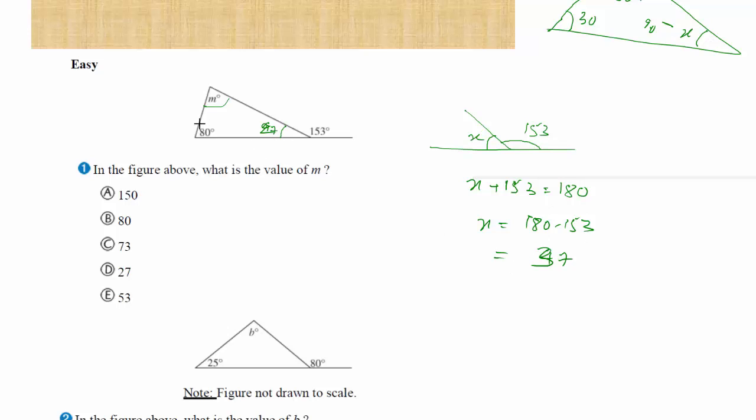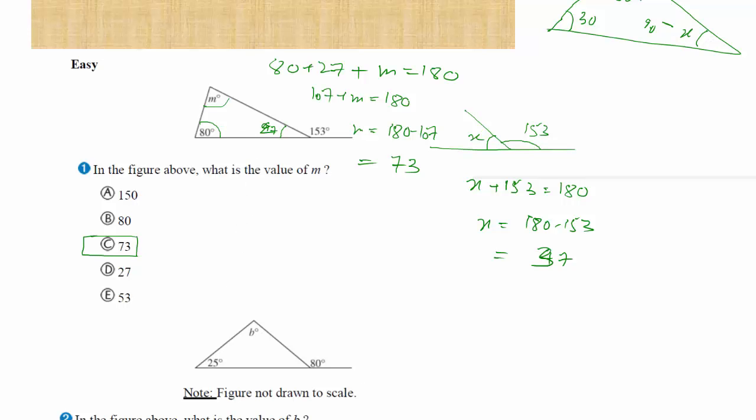So this is 27, and the second angle is 80. The sum of the angles of the triangle is 180. So 80 plus 27 plus m is 180. 80 plus 27 is 107, so 107 plus m equals 180, or m equals 180 minus 107, which is 73. So 73 is the third option. Whenever you have the linear pair here, you calculate the unknown, and then you are able to use the sum of the angles of the triangle to calculate the unknown angle m of this triangle.